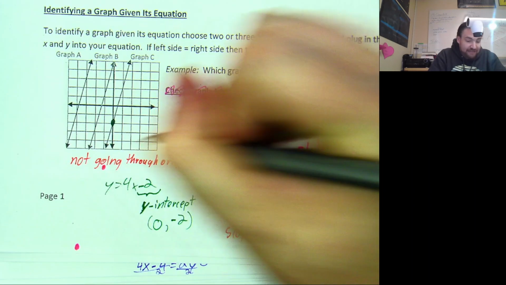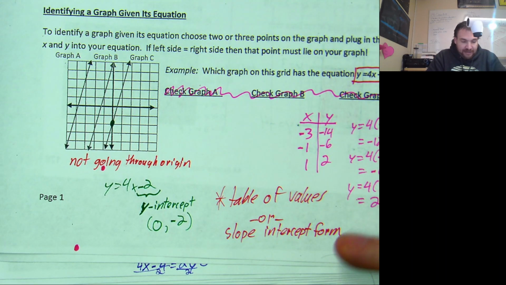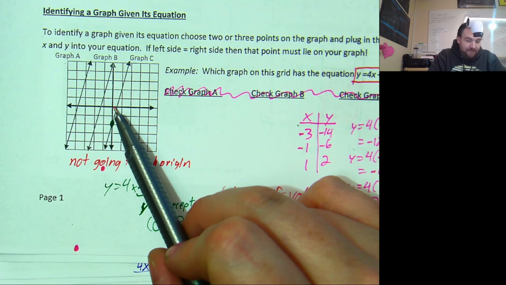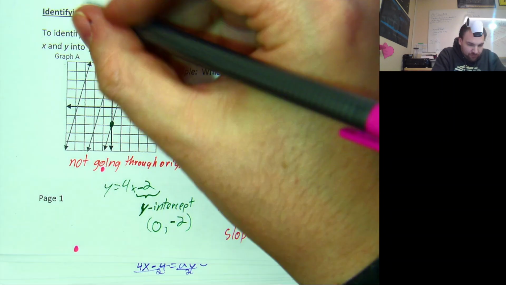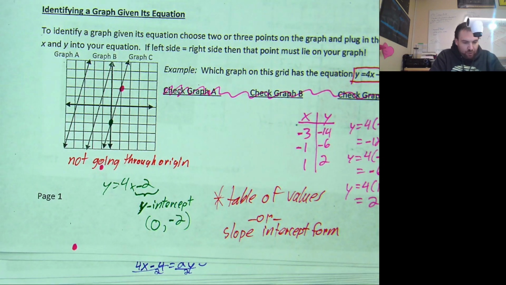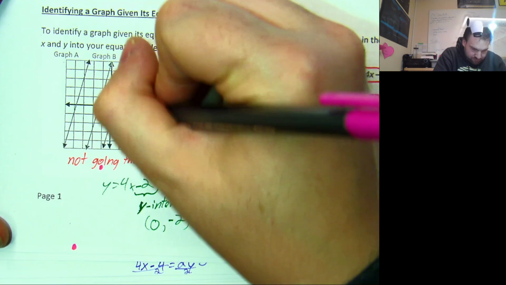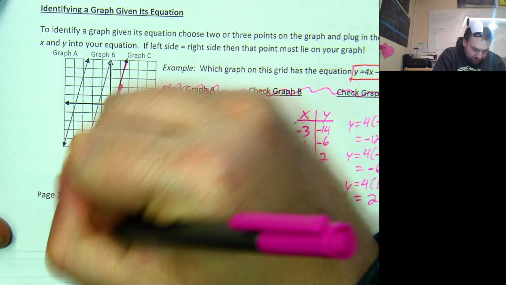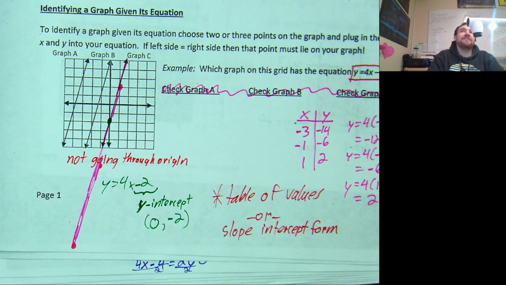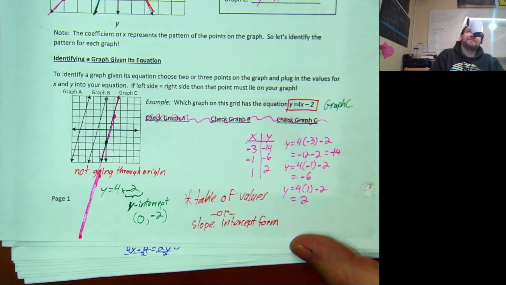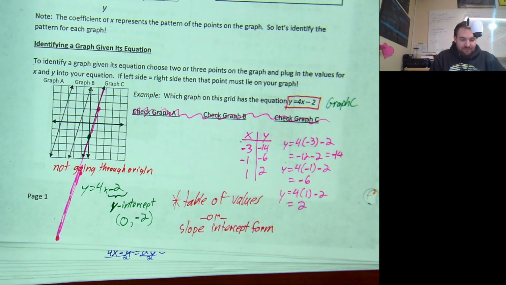Now we've got at least an idea of what's going on here. Now I want the point 1 and 2. From the origin, I go over 1, I go up 2. Oh, look, there's my line. What graph am I on? I'm on graph C. Which one of those is infinitely less work? The slope-intercept form is way less work.